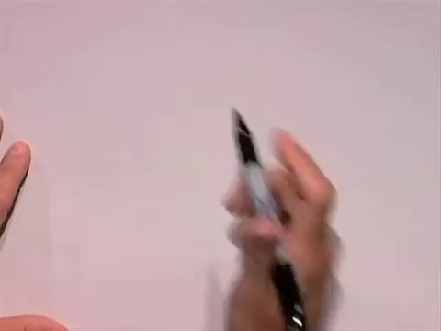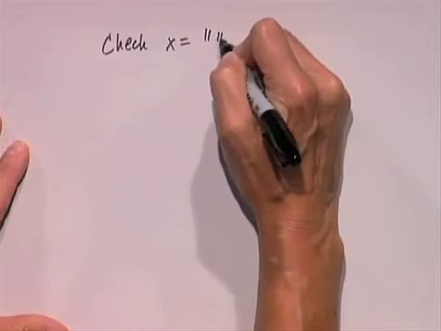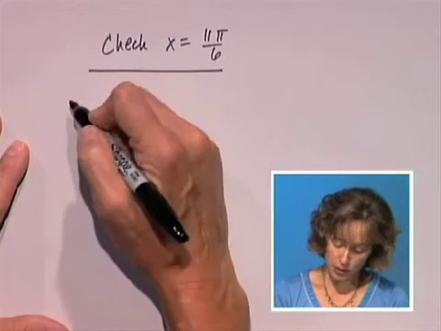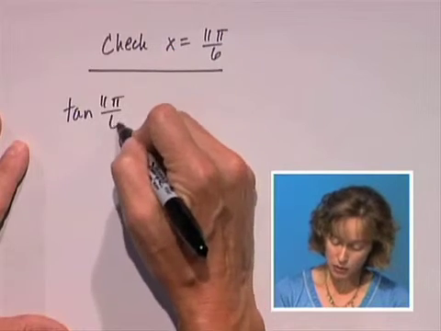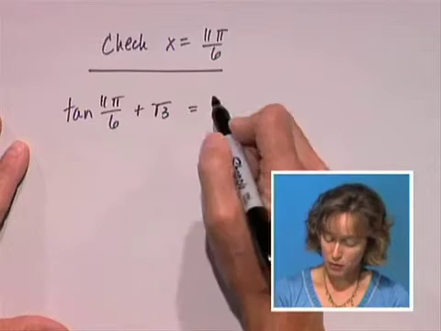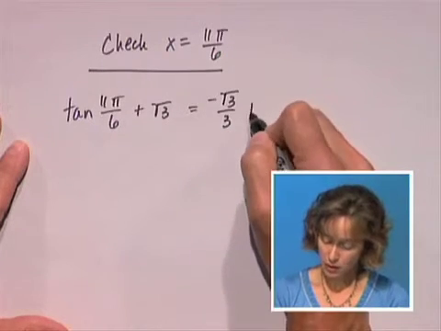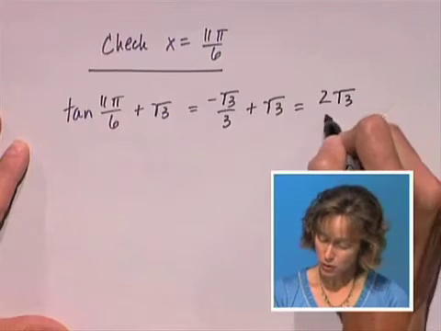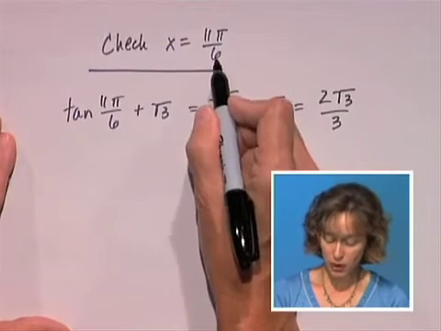So what we want to do at this point is check x equals 11 pi over 6 in the original equation. We'll start with the left-hand side. We'll find the tangent of 11 pi over 6 and add the square root of 3. The tangent of 11 pi over 6 is negative square root 3 over 3. Add that to the square root of 3 and you end up with 2 square roots of 3 over 3. That's the left-hand side when x is 11 pi over 6.